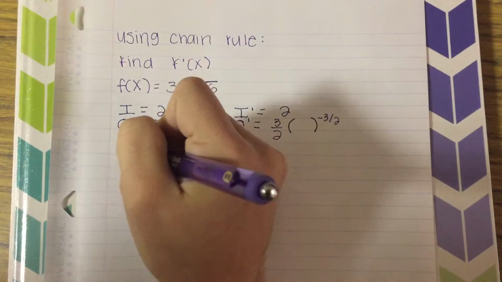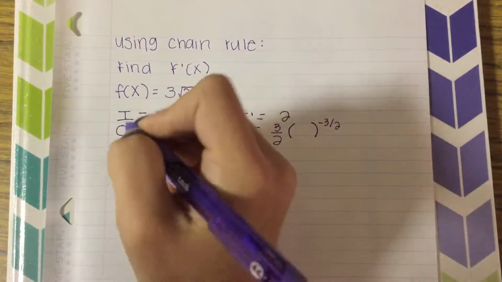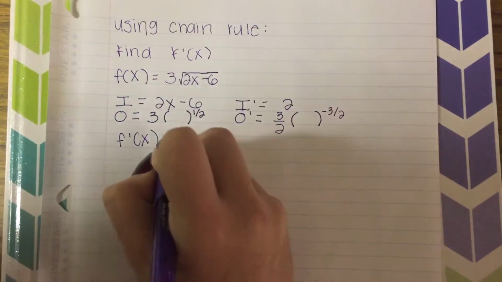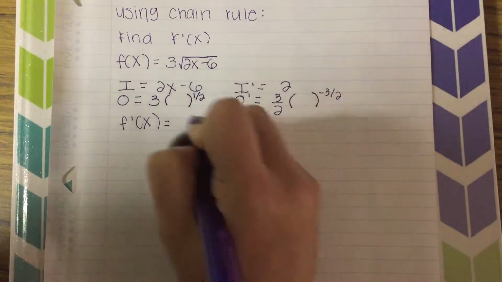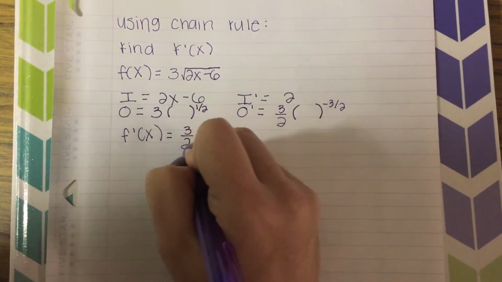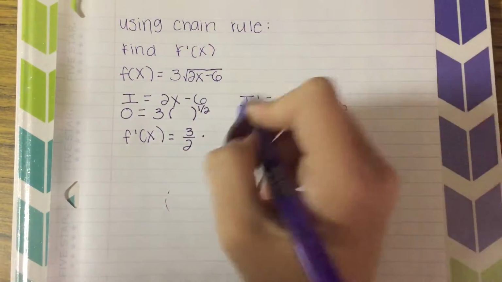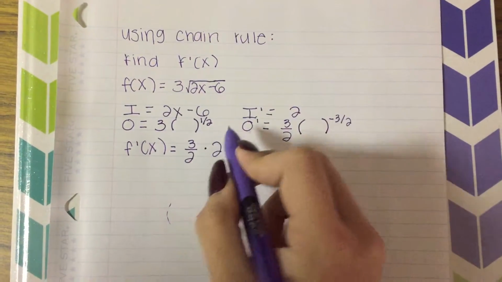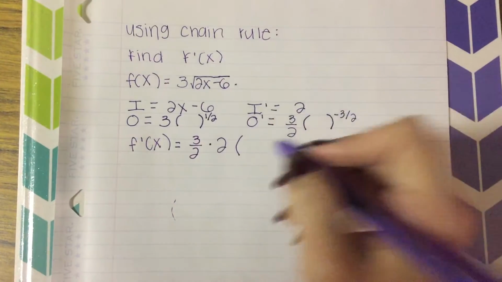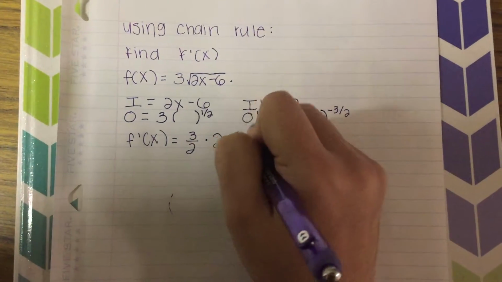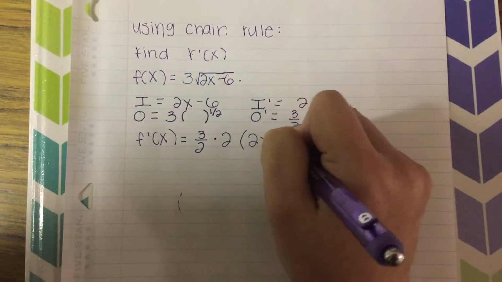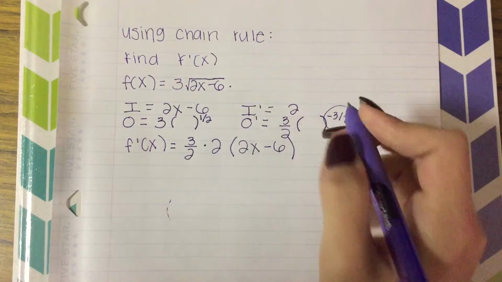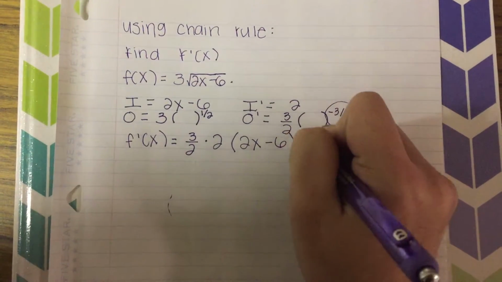So what we're going to do is plug it into our formula. The function prime of x is going to be equal to this value right here. You're going to have your 3/2 times your inside prime, your 2 right there, and then you're going to put the original inside, this part right here, into these parentheses. You're going to end up with 2x minus 6, and then you're going to put this all to the power, and finish with that negative 1/2 from the outside prime, negative 3/2.